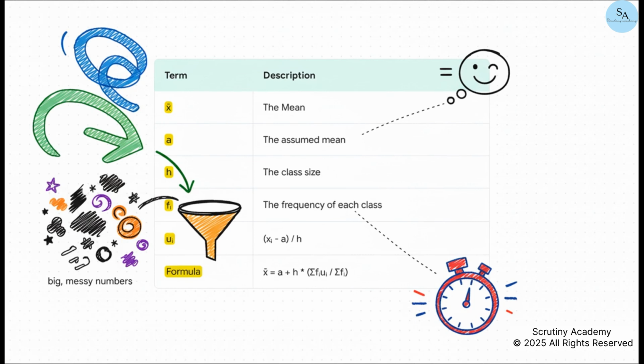Okay, whoa, take a look at this formula. I know, it looks a little intimidating at first, right? This is for something called the step deviation method. But trust me on this one, this formula is your secret weapon, especially when you're dealing with big, clunky numbers. It's going to make your calculations so much simpler and faster.